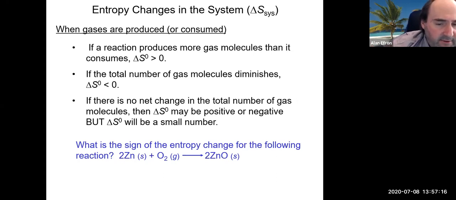If the gas molecule number diminishes like we saw in the previous example, so on the product side, we actually have less gas molecules than what we started with, we would expect, as we saw in that calculation, that the delta S of the reaction is going to be negative. If there's really no change, which could occur, right? You could have the same number of gas molecules on each side. Then delta S may be positive or negative, but it probably will be a small number since there's not much going on in terms of changing.